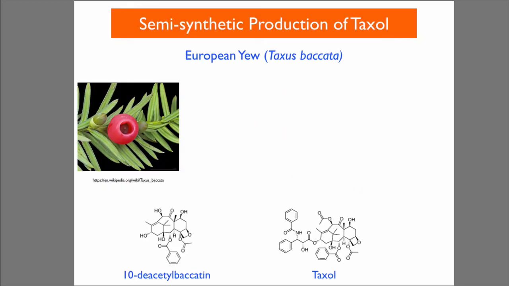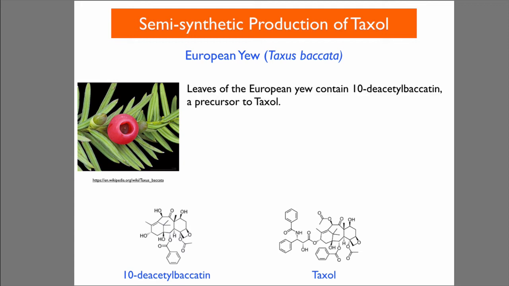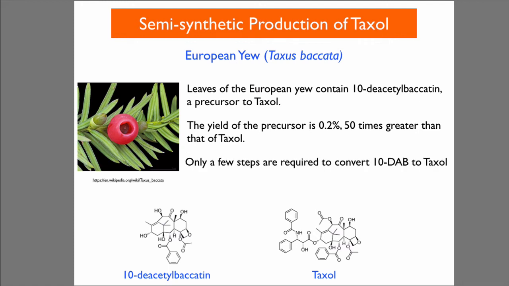The European yew, Taxus baccata. I think that's how you say it. The leaves of the European yew contain 10-deacetylbaccatin, which is a precursor to Taxol. The yield of the precursor is 0.2%, which is 50 times greater than that of Taxol. And only a few steps are required to convert 10-DAB to Taxol.